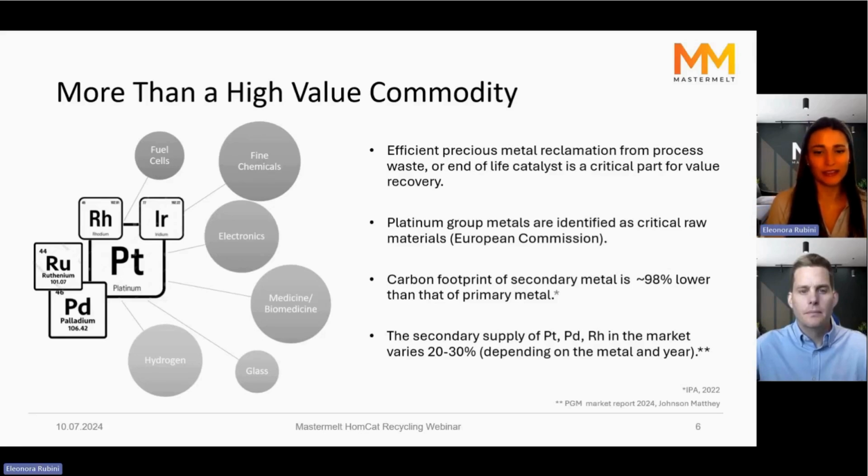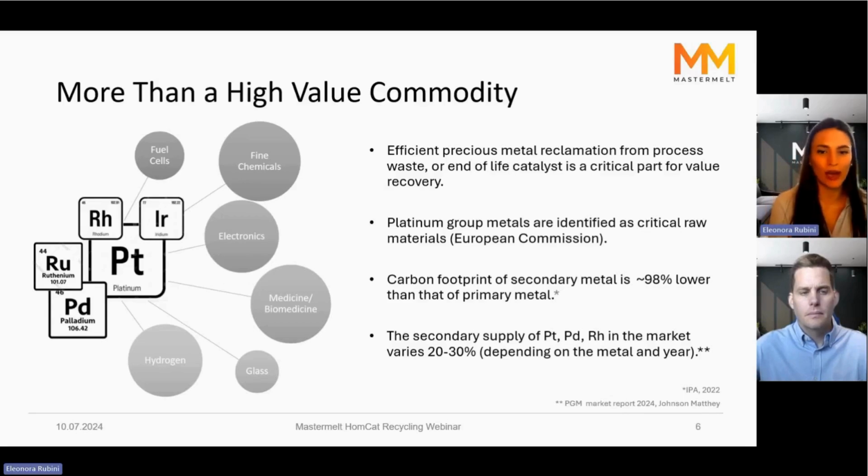And then there's another couple of figures that are interesting. The secondary supply of platinum, palladium, or rhodium really varies in the market, but we've seen that depending on the metal and depending on the year, of course, we're at about 20 to 30% of these metals being supplied in the market, which means that, of course, we still have a lot coming from the mines.